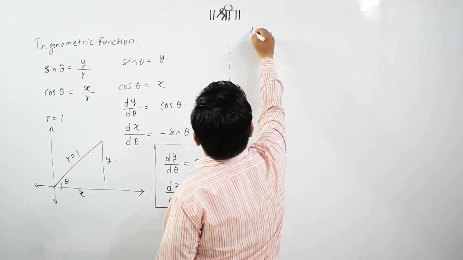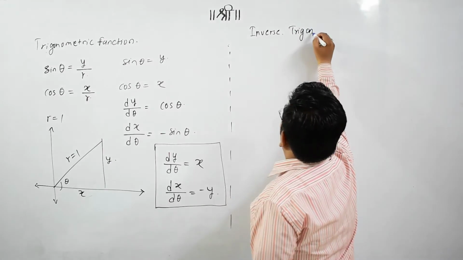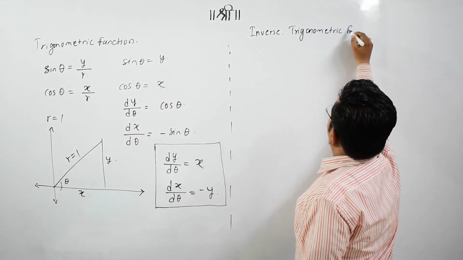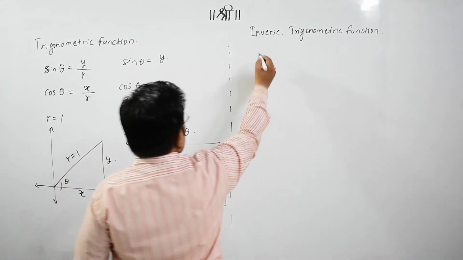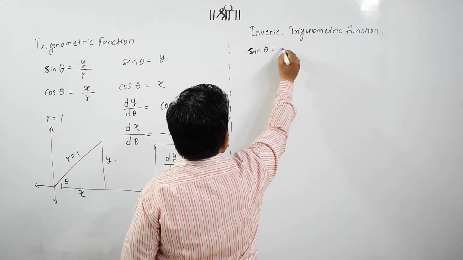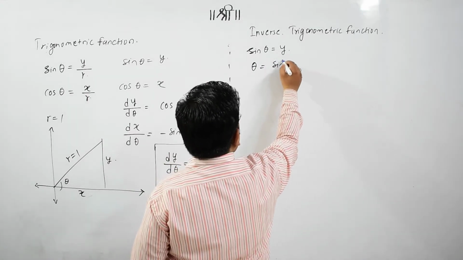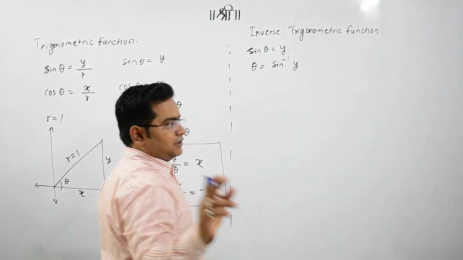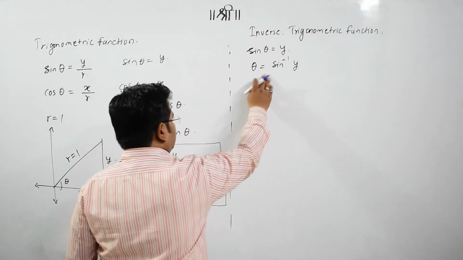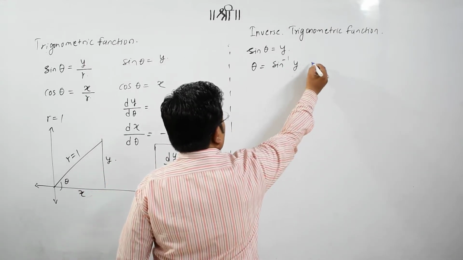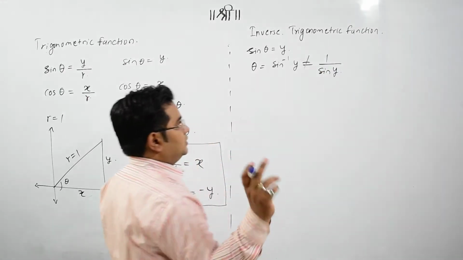So if I want to do it in terms of inverse trigonometric functions, the scene is quite different. How, sir? Look here, sin theta is equal to y. I am taking it. So what should our theta be? Theta is equal to the inverse process on y. So we need to understand what this inverse is. It doesn't mean that this is equal to 1 upon sine of y. This is not equal to this.